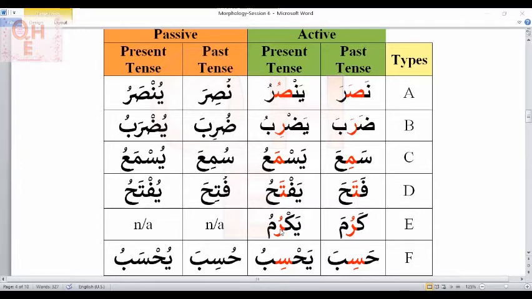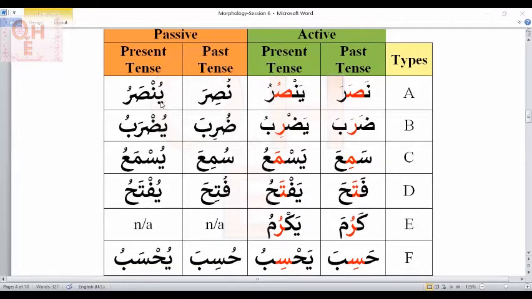Another one: yakrubu, yansuru, yakrumu, they're exactly the same pattern. Yadribu, yahsibu, exactly the same pattern. Yasma'u, yaftahu, exactly the same pattern. So anytime any of these repeated patterns matches with any of the words, our conclusion will be this is a simple verb and this is active present tense.